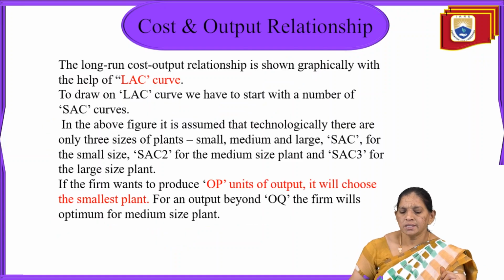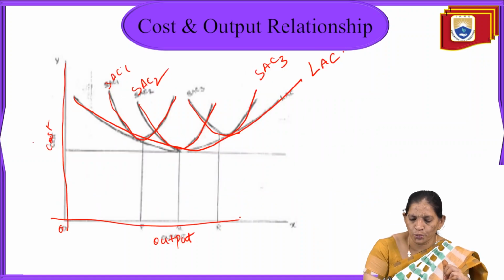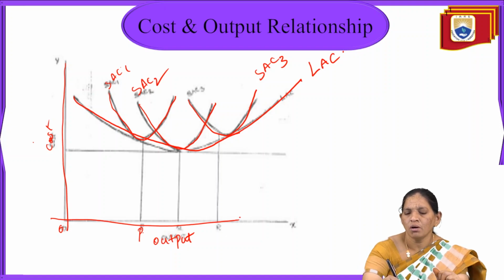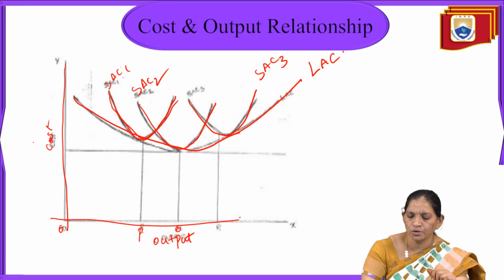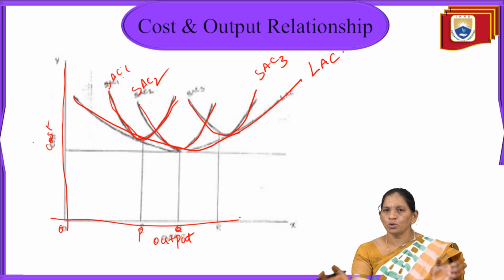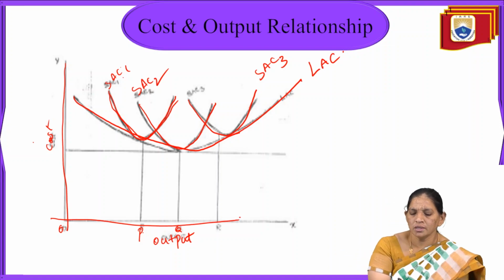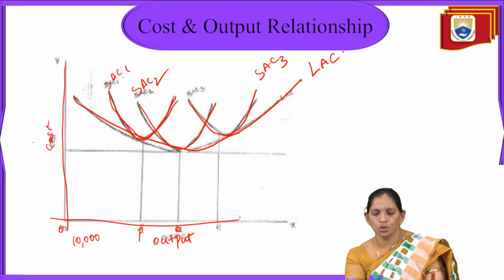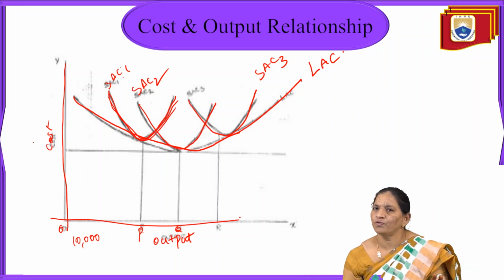We can see that if an organization wants to produce OP output, this amount of output, the organization can choose this first short run cost curve. It is when it wants to go for an OP production where the capacity cannot be expanded. For example, if the demand of the market relates to 10,000 units, then in the long run cost curve, I want to identify short run cost curve 1.